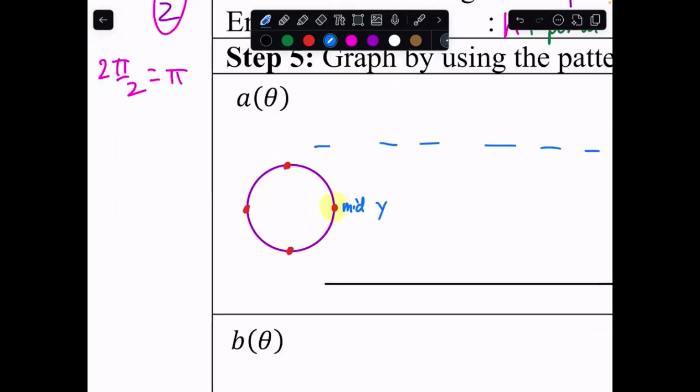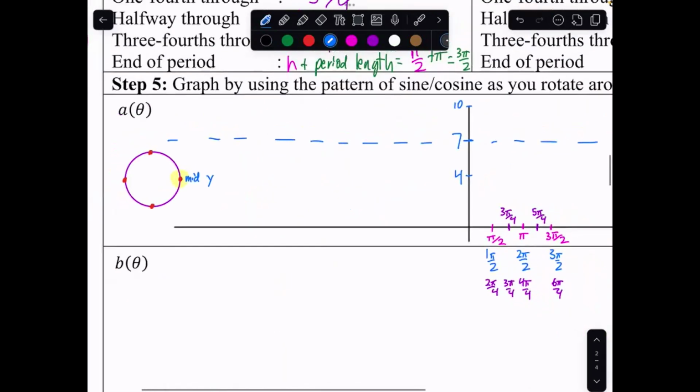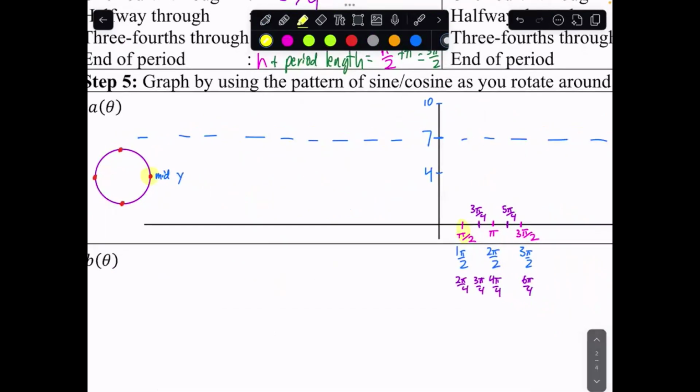So what that means for our graph is the first key angle on the axis, which was pi over 2, that's going to be on the midline. So first key angle, pi over 2, go and put a dot on the midline.